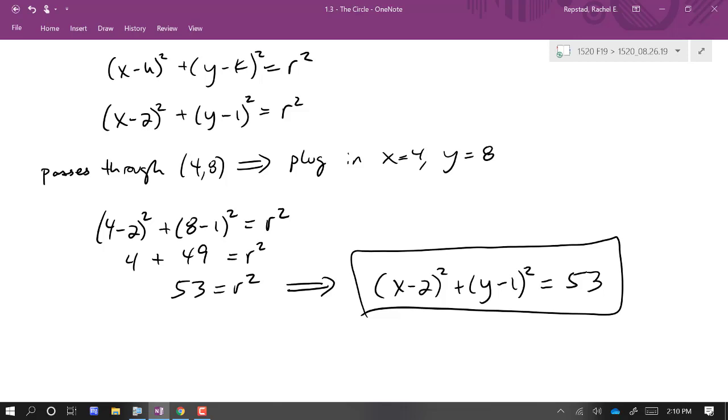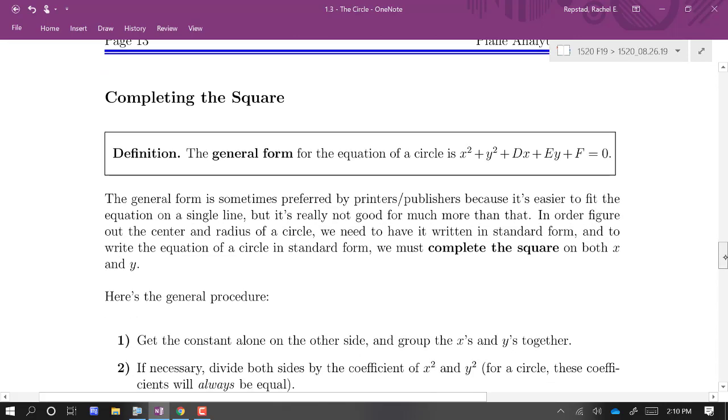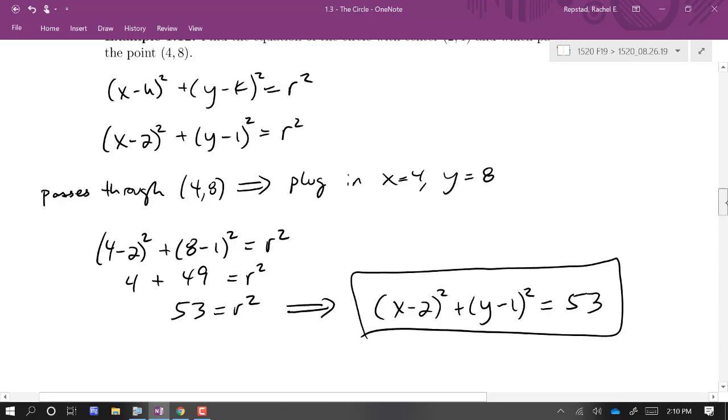Questions? Okay. Is that, so that's standard form? Yeah, this is the standard form here. General form is what I would get if I multiplied, like if I FOILed this out and I FOILed this out and I combined some like terms and stuff.